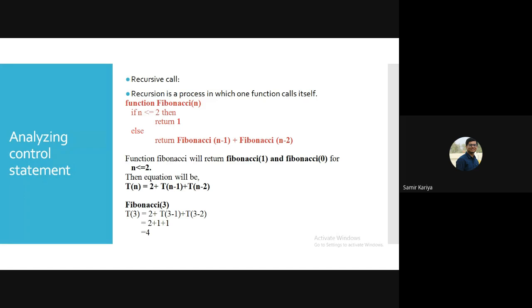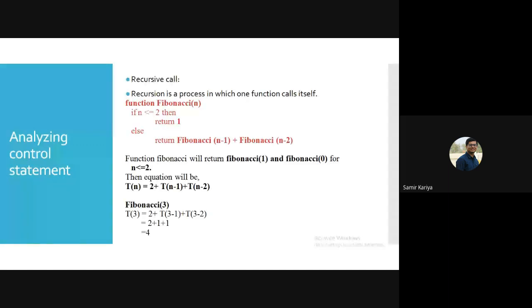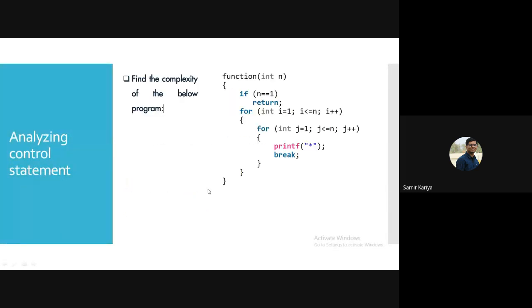Let's take a few examples here. Just take n is equal to 3, then you will get the answer 4. Then put T of 4, then you will get the answer 7 and so on. But in detail we will discuss in the next unit how to find out the time complexity for the given code or given recurrence relations. So let's take a few examples without recursion: normal looping, for loop, while loop.